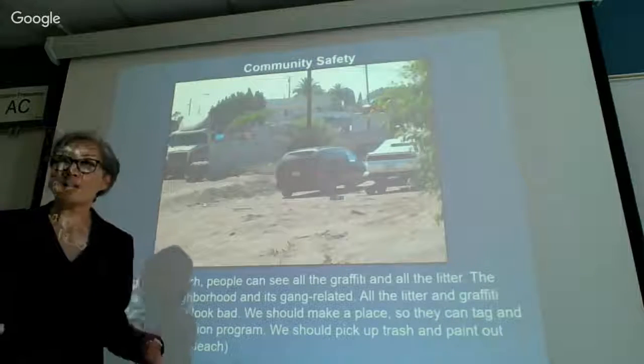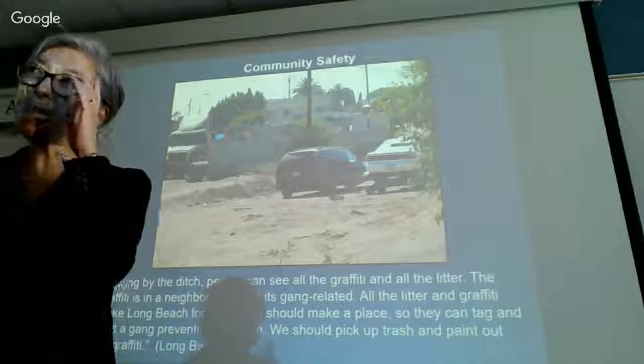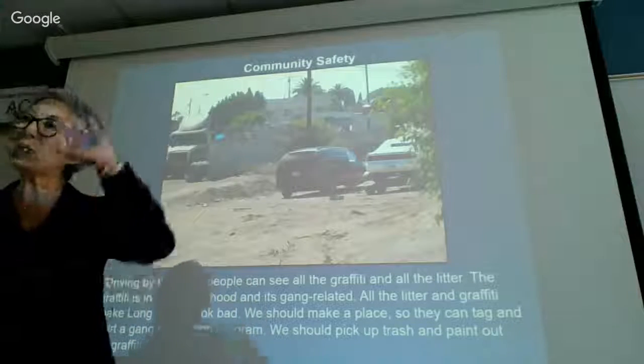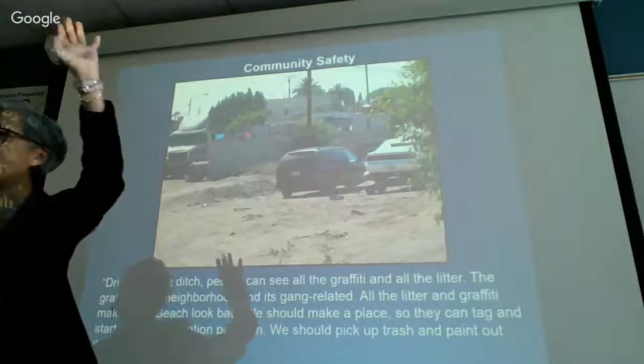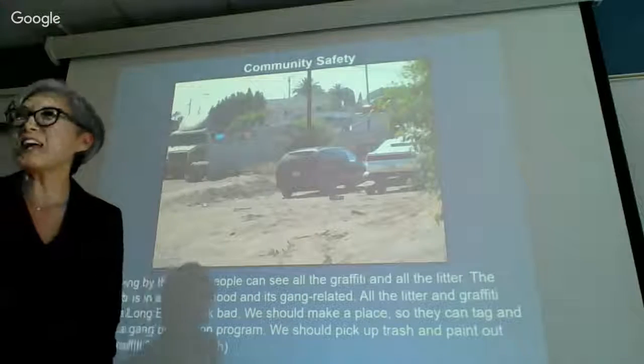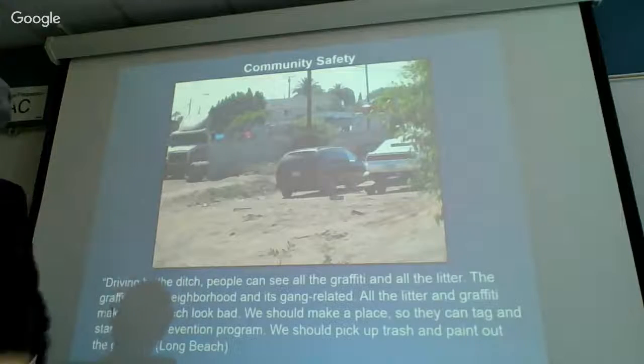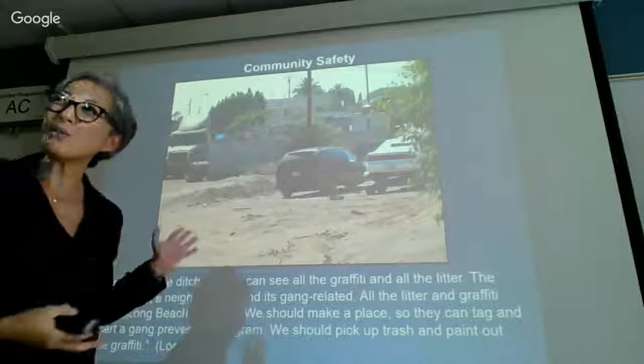We also did a component because many of the students had never been outside of their community. Has anyone ever been to the city of Pasadena? Okay, a few of you. So we actually asked them to do the same photo voice in Pasadena because in some ways, a lot of times people thought, well, this is sort of normal.